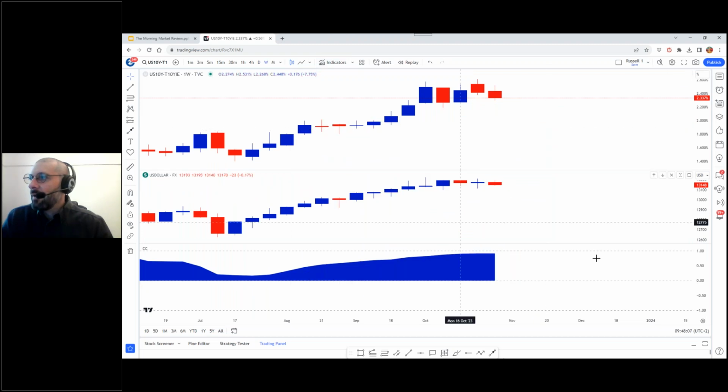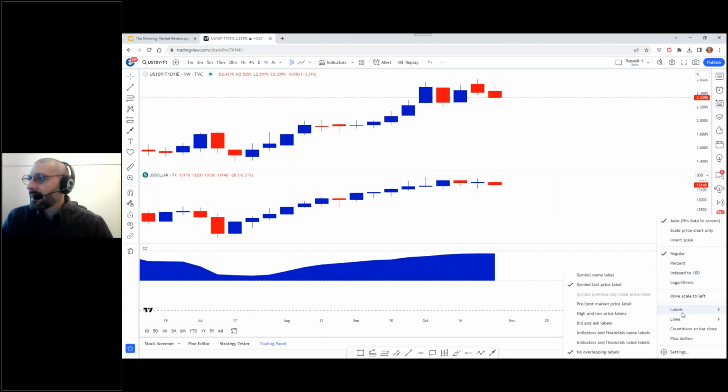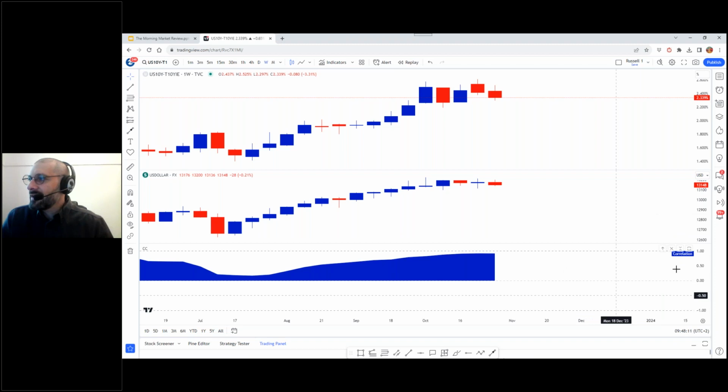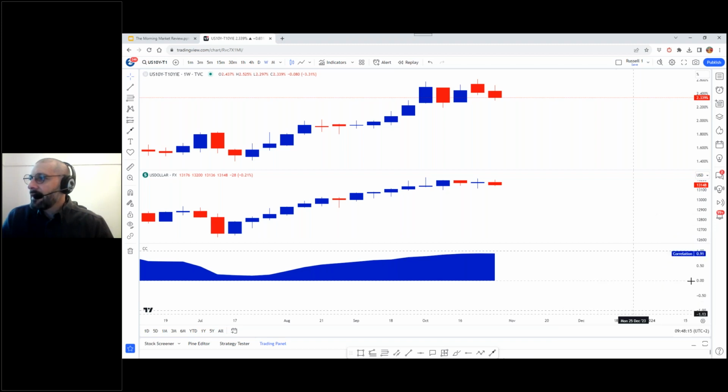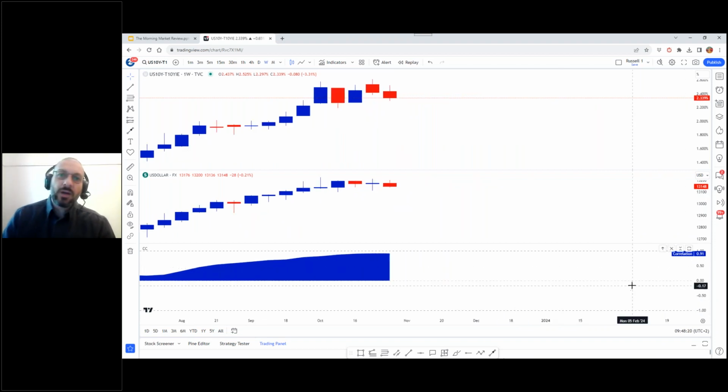And what we can see, let's put in a label here as well. So we can see the current value. You can see that the correlation coefficient is a very strong 91%. In other words, the dollar as it's currently moving is very closely aligned with the real rate.